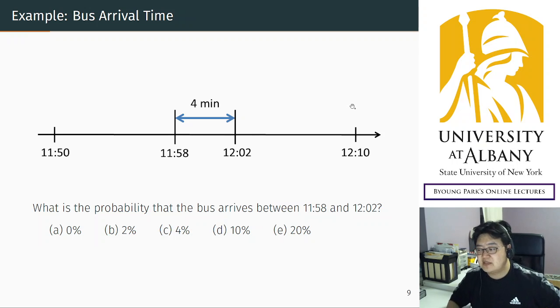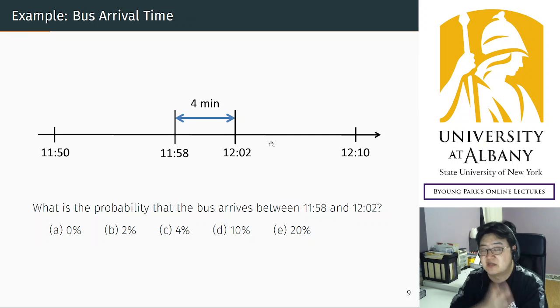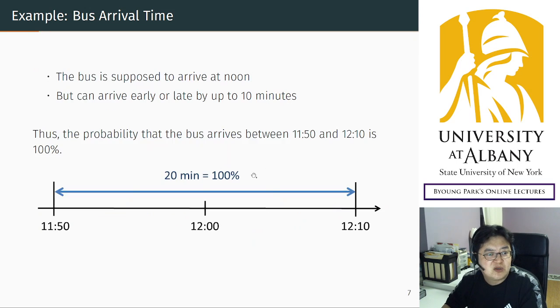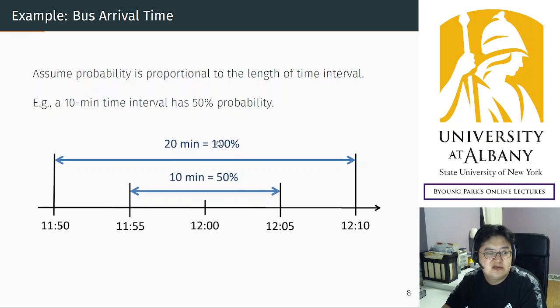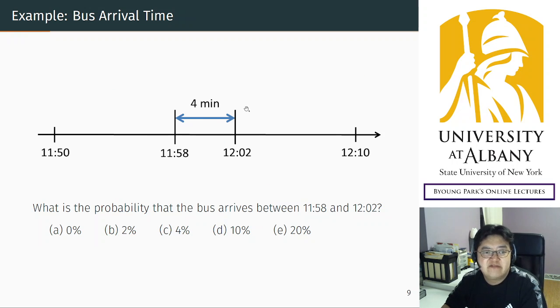And then, for example, in this example, you can easily calculate what is the probability that the bus arrives between 11:58 and 12:02. So think about this. There is a 4-minute window. Then what would be its probability according to our principle of this assumption? Right? Simple. Brain warmer. The answer is it's just a proportion. So 20 minutes had 100%, and 4 minutes is 1/5 of the 20 minutes, right? So the probability would be 1/5, 20%, right?